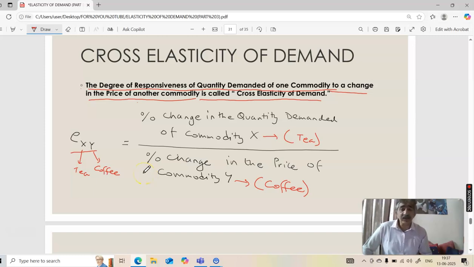There can also be a case where the related product is a complementary good, meaning which is used together.